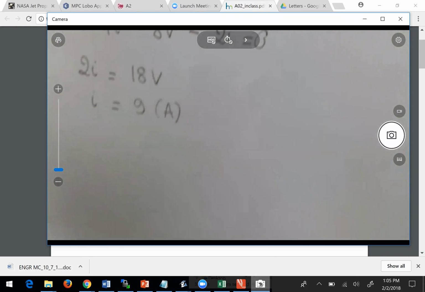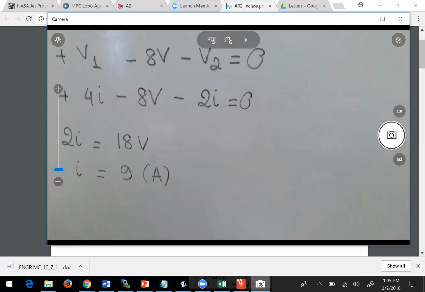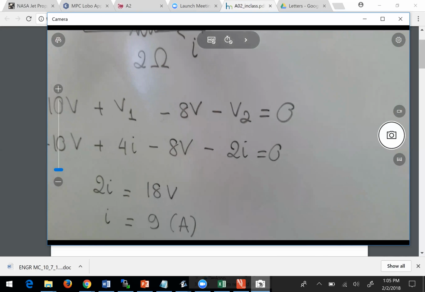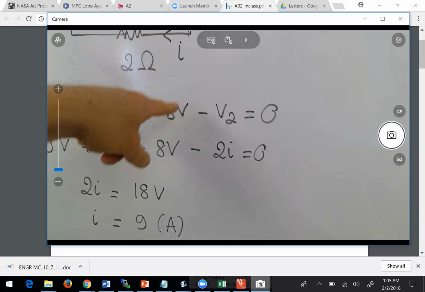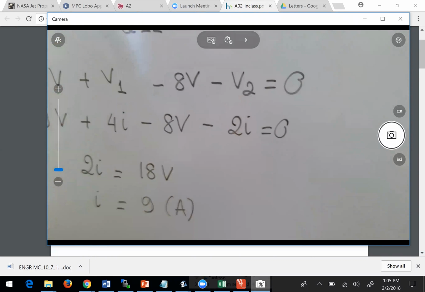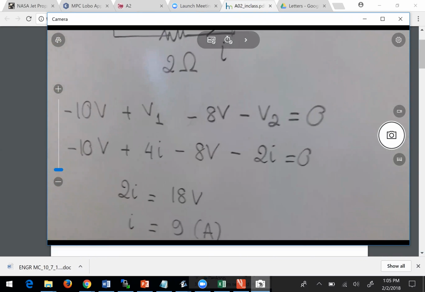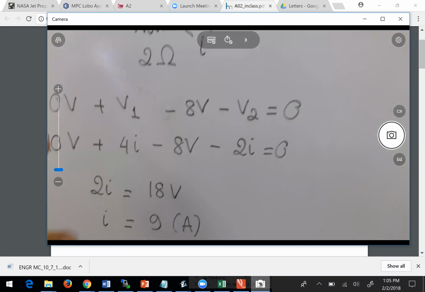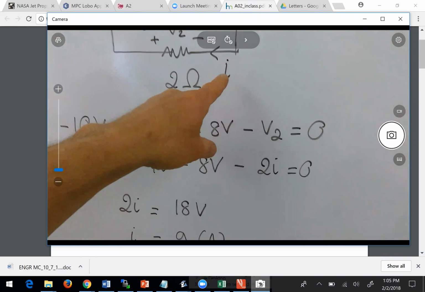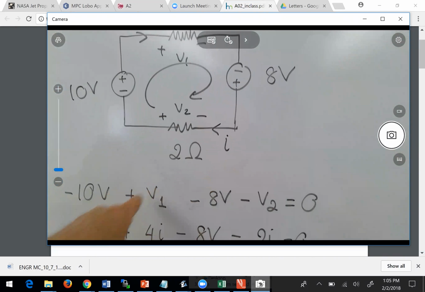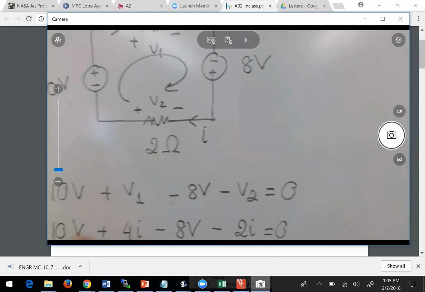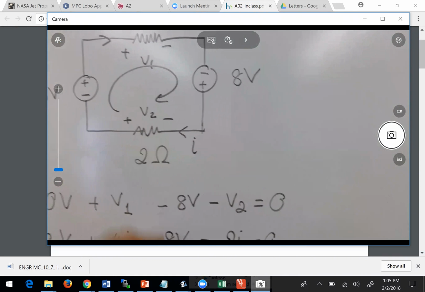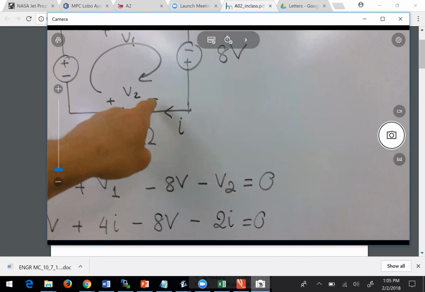Okay. So you did KVL, right? And you're just using voltages, right? So minus 10 volts plus V1 minus 8 volts minus V2 equals 0. And then you say, well, there's an I circulating around this whole loop, right? It's the same I everywhere, it's just one loop. So you drew the I going this way, and so you rewrote this: minus 10 volts. Here the I is going into the plus side, so plus 4I. You got minus 8 volts.